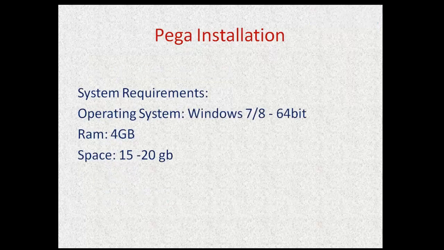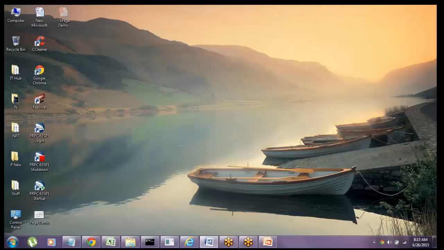If you want to install the Pega 7.1 software, these are the basic system requirements. Operating system Windows 7 or Windows 8, 64-bit operating system. Not 32-bit, remember, 64-bit. And 7.1 requires 4 GB RAM, and minimum 15 to 20 GB of space is required.